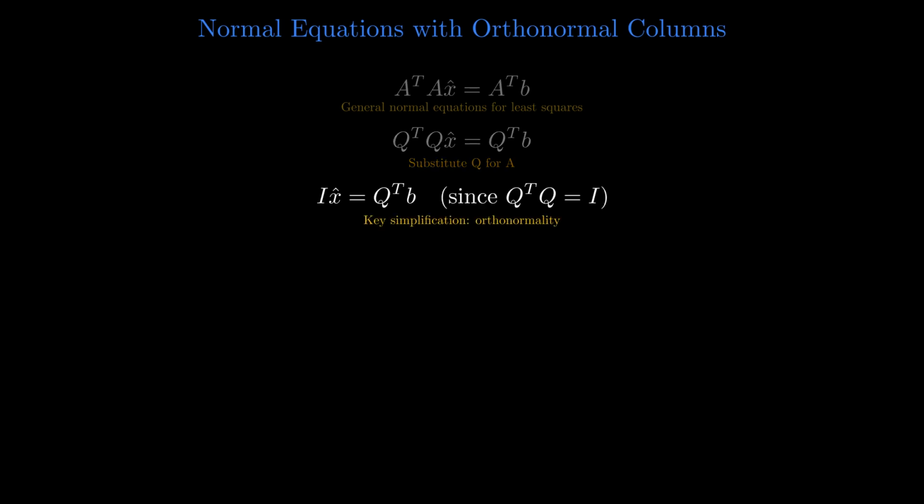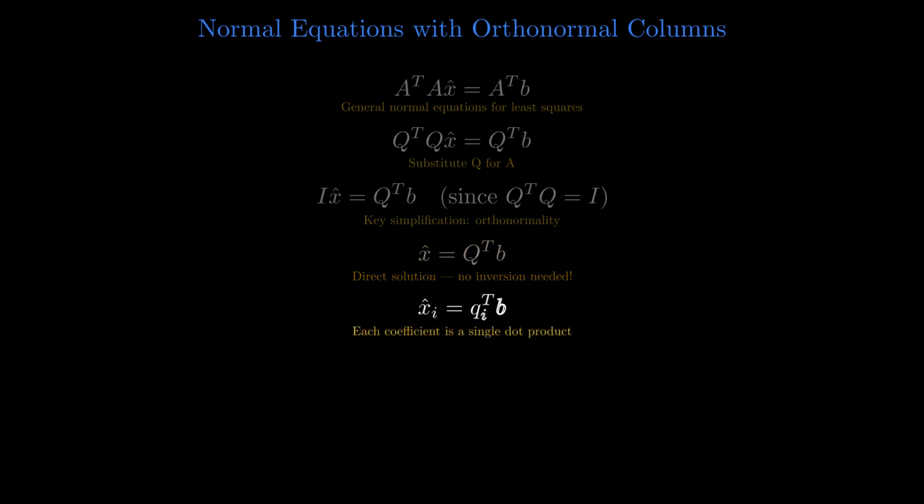The normal equations for least squares, the equations that come from minimizing the squared error, B minus AX, are A transpose A X hat equals A transpose B. Now let's substitute Q in place of A. We get Q transpose Q X hat equals Q transpose B. But we know that Q transpose Q is the identity matrix I, so this simplifies to I times X hat equals Q transpose B. That means X hat simply equals Q transpose B.